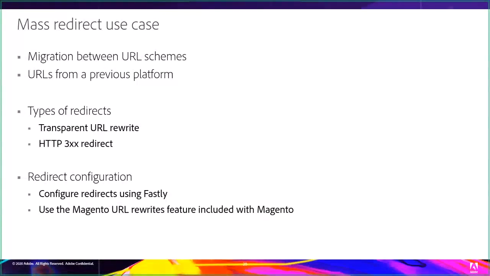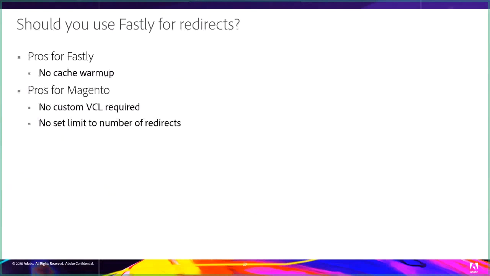Either you can use Fastly to do the redirects, or you can use the built-in Magento URL Rewrites feature included with Magento. Oftentimes people want to use Fastly for redirects, and that's understandable because it's very fast, and there's no cache warm-up associated with that since the configuration is on the edge caches.